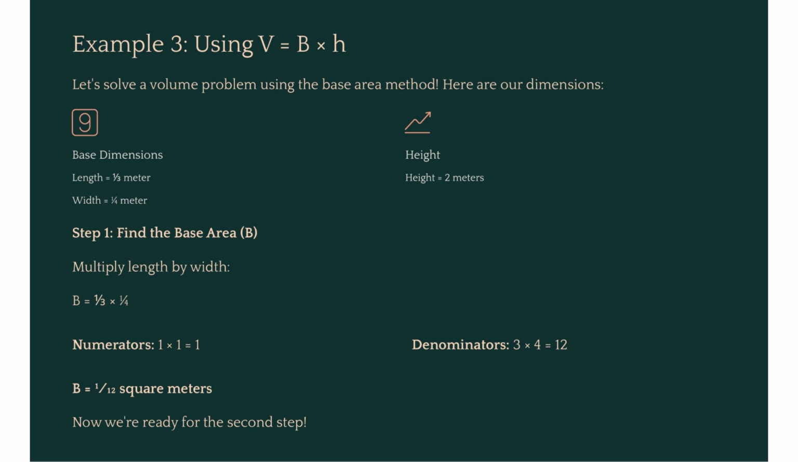Let's use the V equals B times H method. Suppose the base has a length of 1/3 meter and a width of 1/4 meter, and the height is 2 meters. Step 1. Find the base area, B. B equals 1/3 times 1/4, which equals 1/12 square meters. This tells us the size of the bottom of the box.